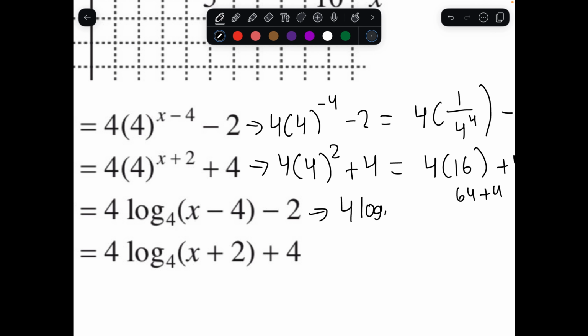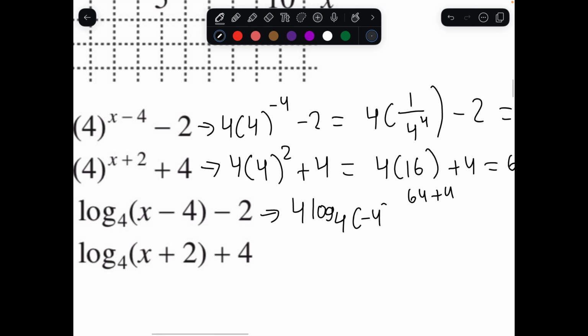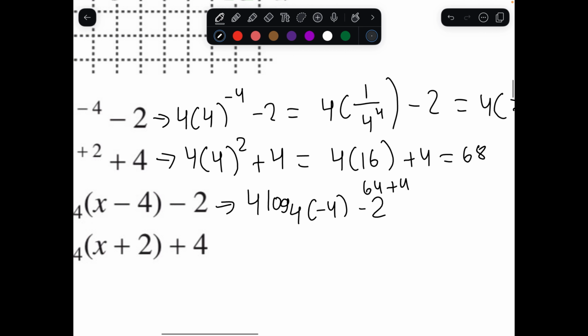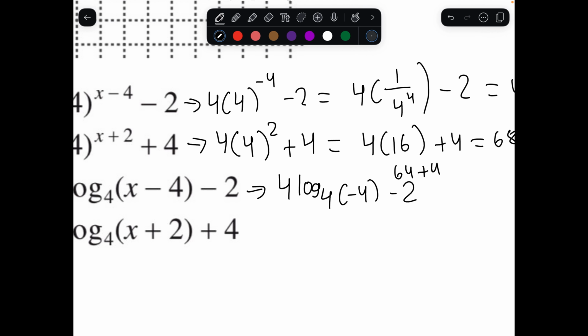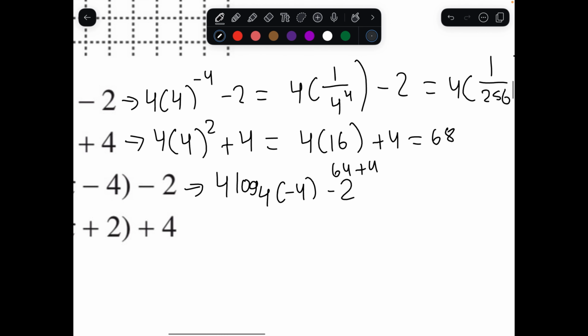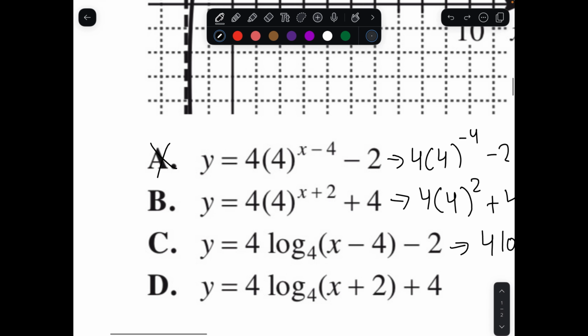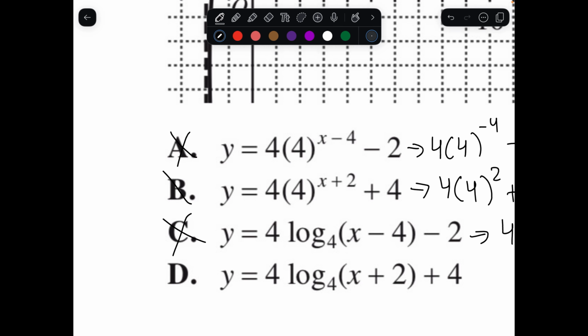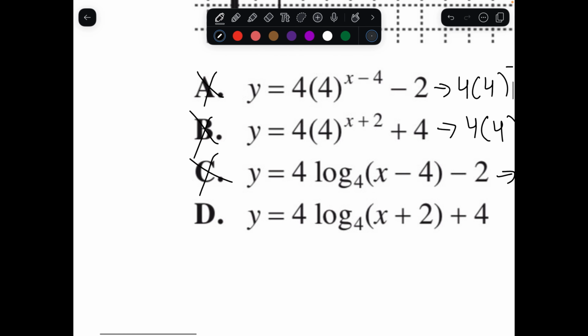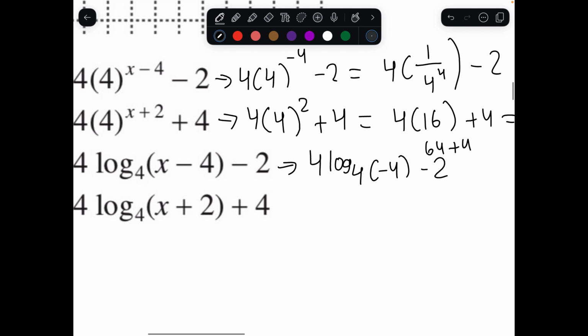4 log base 4 of negative 4 minus 2. Well, this is going to be undefined, because remember, log base 4 of negative 4 is not even possible, because 4 raised to the power of anything can't be negative. It's always going to be positive. So that means this is undefined, which means this whole thing is undefined. And we're looking for 6, not undefined. So it's not C either, and it wasn't B.